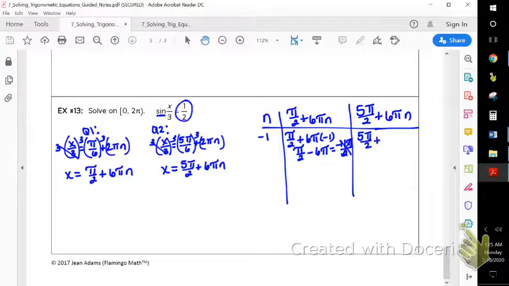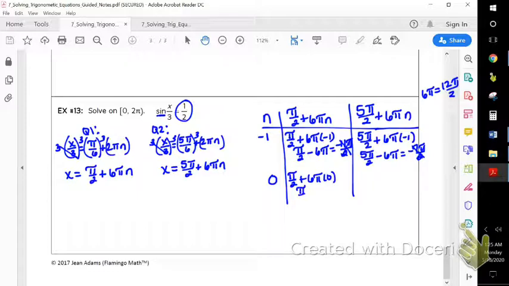So I'm going to do the same thing over here. I'm going to plug in n is a negative 1. And so I got 5 pi over 2 minus 6 pi. Remember 6 pi is the same as 12 pi over 2. So 5 pi over 2 minus 12 pi over 2 is a negative 7 pi over 2. That's not between 0 and 2 pi. So I'm going to try when n is 0. So pi over 2 plus 6 pi times 0, which is pi over 2 plus 0, which is pi over 2, which is between 0 and 2 pi.